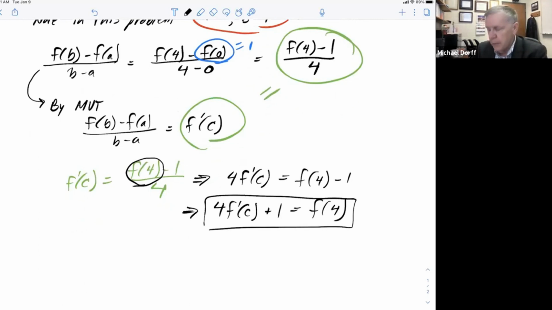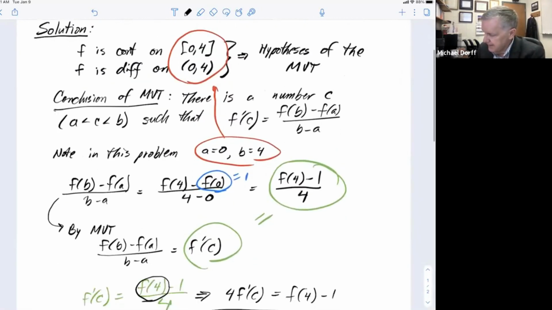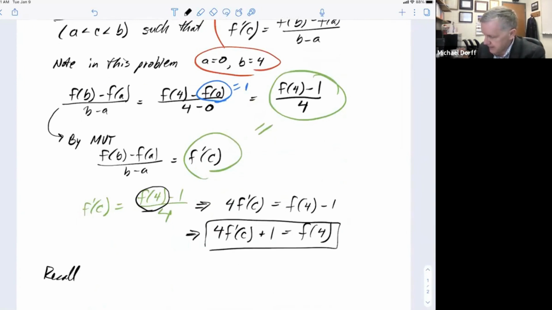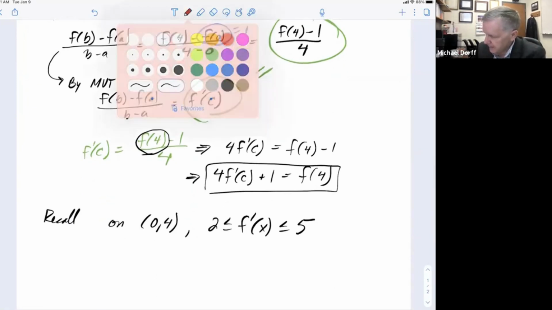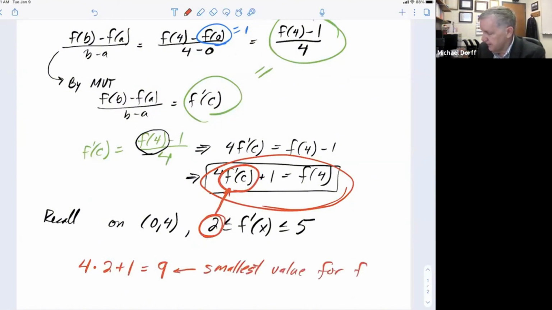Well, what's the smallest f prime of c can be? Going back to the very beginning, on the interval from 0 to 4, the smallest f prime of x can be is 2, and the largest it can be is 5. So what's the smallest f of 4 could be? If I substitute this 2 for f prime of c, I get 4 times 2 plus 1, and that's going to be 9. That's the smallest value of f of 4.